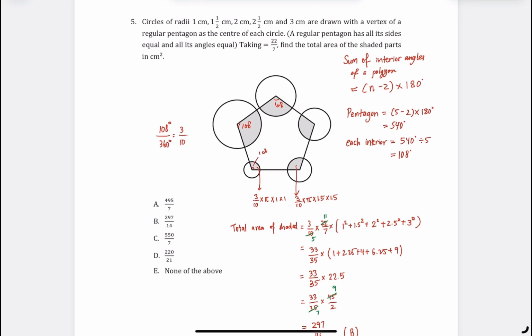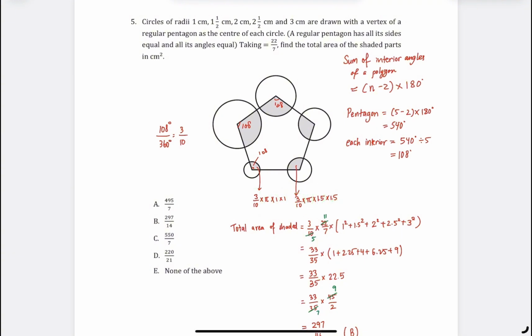Okay, then that means to find the area of the shaded part, I can just simply take 108 over 360 times the area of each individual circle. For example, this one is 3 over 10. Oh, 108 over 360 is 3 over 10. So it's 3/10 times pi times radius times radius.